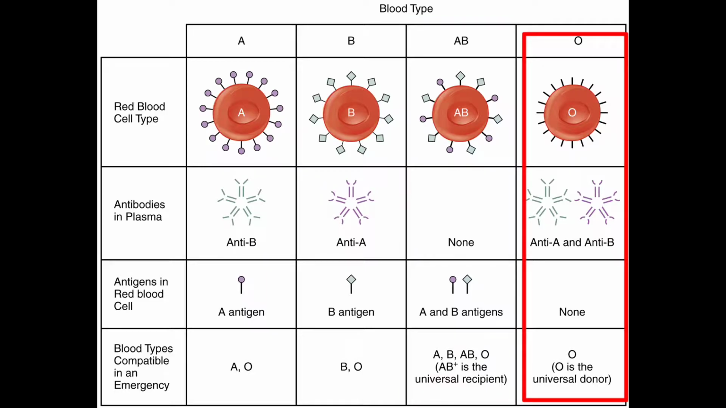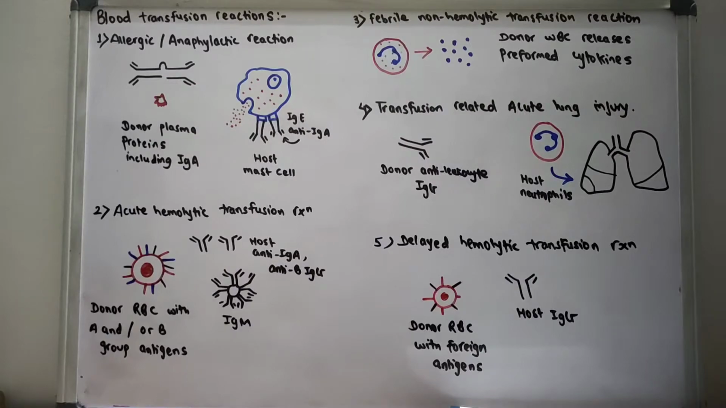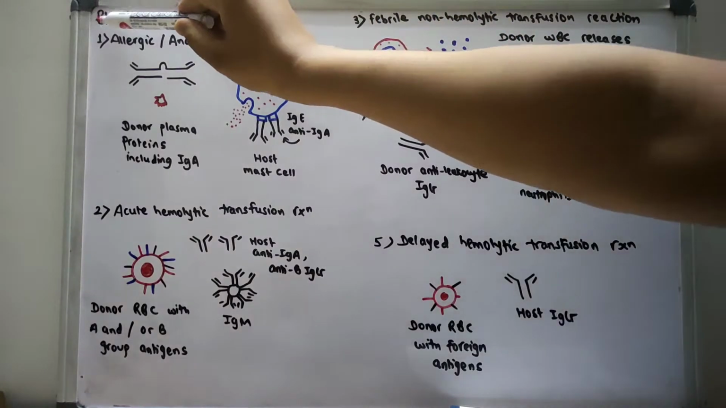However, the O blood group has both anti-A and anti-B antibodies in the plasma, but no antigen on the red blood cell. The blood type compatible in an emergency is O. So O is the universal donor. So let us discuss different blood transfusion reactions. After knowing the various blood groups and their brief concept, I want to go towards the blood transfusion reaction.